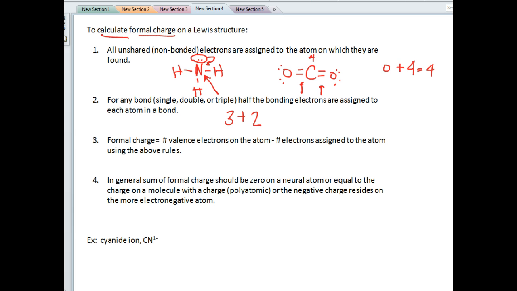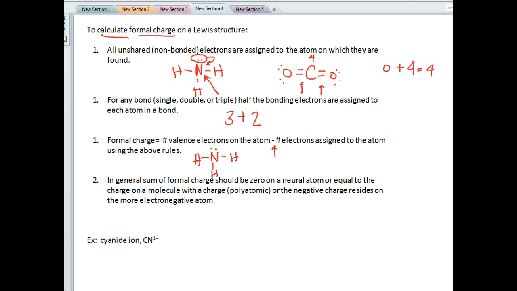Now, continuing on, formal charge. The way we calculate formal charge is the number of valence electrons on the atom minus the number of electrons assigned to the atom using the above rules. So let's go back to that ammonia example and say we're going to calculate the formal charge on the central nitrogen.